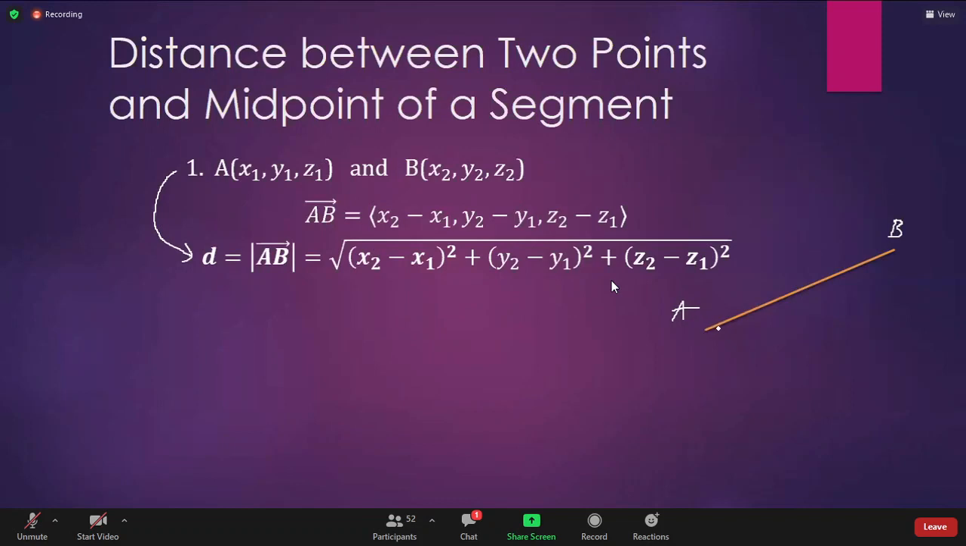Let's suppose we have the midpoint M, and we want to find the coordinates of the midpoint. So what we might think is, suppose we have the vectors OA and OB. So this is the point O, the origin. But we need to find the coordinates of the vector OM.